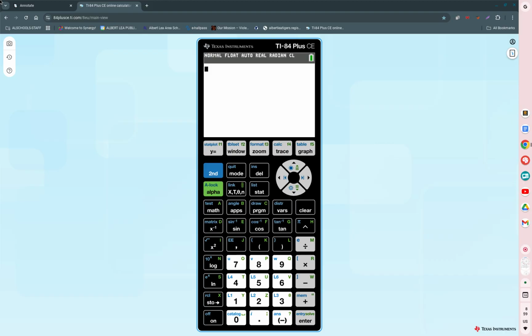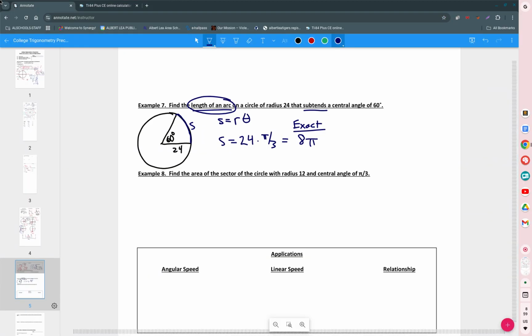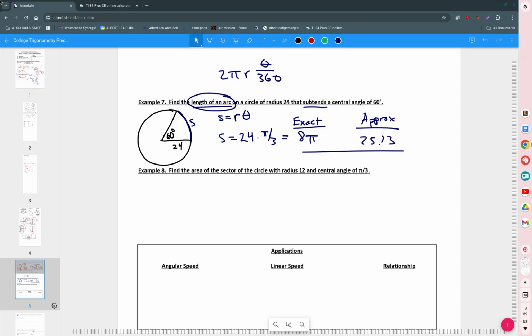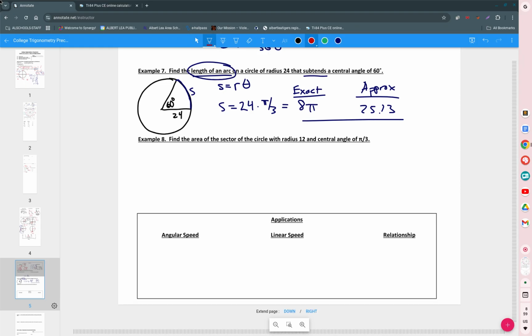There we go. And so I have 8 times pi, and I get 25.13. So the approximate value is 25.13. You should be able to express both if you need to. Okay? So according to the directions, you should be able to express both. Do you agree that that formula is simpler than the 2 pi r times theta divided by 360? You all agree that that's a little bit easier? All you have to do is just say we're going to convert it to radians. That's it.